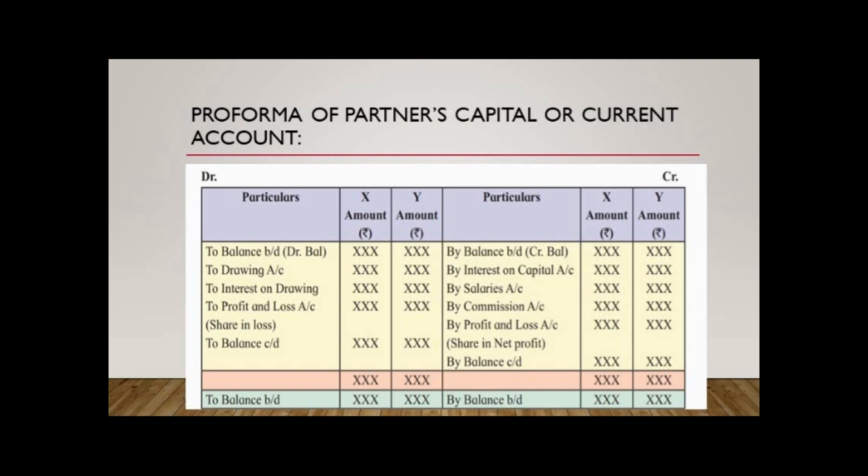Now we have to close partners capital account. We will bring the balance here into the liability side or asset side. Now if you get balance on the debit side, that is, to balance carried down, this balance will come here on the liability side. And if we get balance on the credit side, that is, by balance carried down, the balance will appear on the asset side.